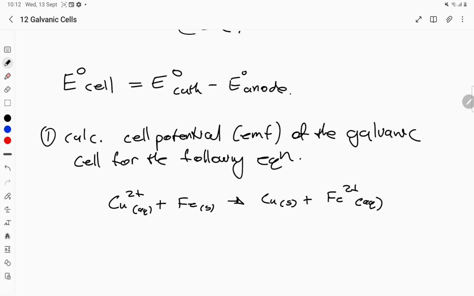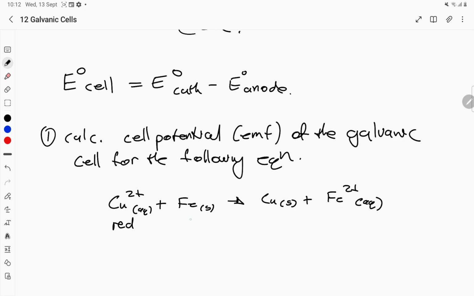So, right, here's an example out of your textbooks. Calculate the cell potential, EMF, of the galvanic cell for the following equation. So we have this equation here. First thing we have to do is decide what's being reduced, what's being oxidized. So Cu2+ goes to Cu0, right? So that is a reduction, it undergoes reduction.